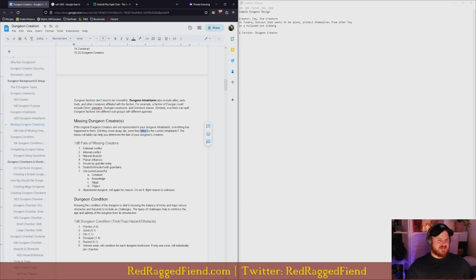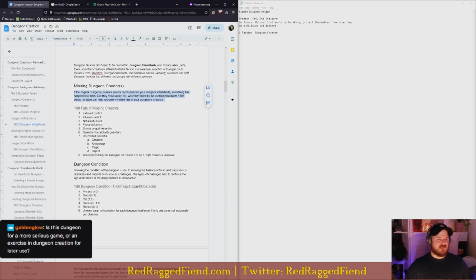All right, in this case, we don't have to worry about missing dungeon creators, but just in case, we do have a table about that. This is a D8 table. It talks about sort of ways they might not make it through, whether they abandon the dungeon. One of my favorites is they were smoked by a godlike entity. That's a lot of fun.